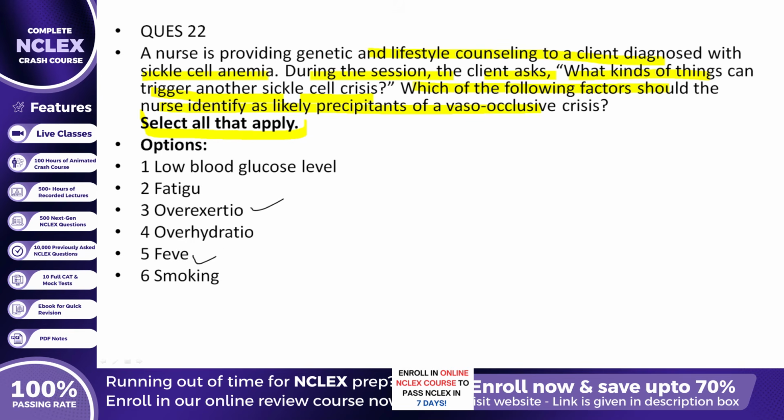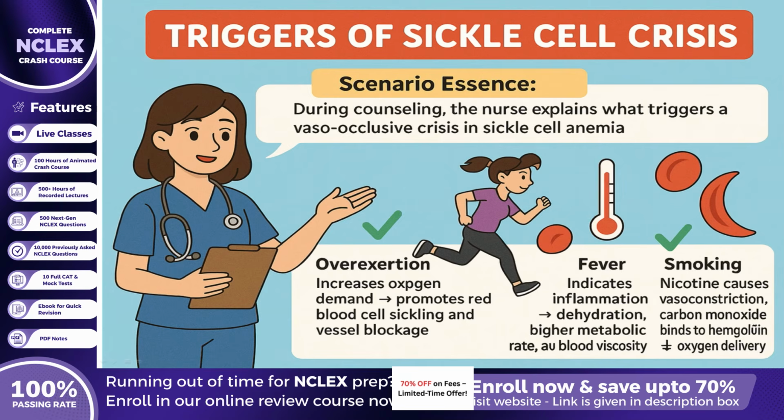To understand this clearly, let us unpack the reasoning step by step. A vaso-occlusive or sickle cell crisis develops when red blood cells become abnormally shaped, sticky, and rigid, blocking blood flow and depriving tissues of oxygen. This crisis is typically set off by anything that increases oxygen demand, decreases oxygen supply, or alters blood viscosity. Starting with option 3, overexertion.